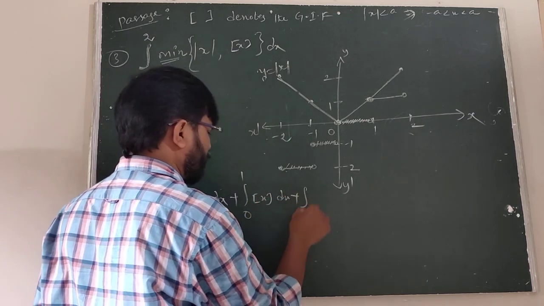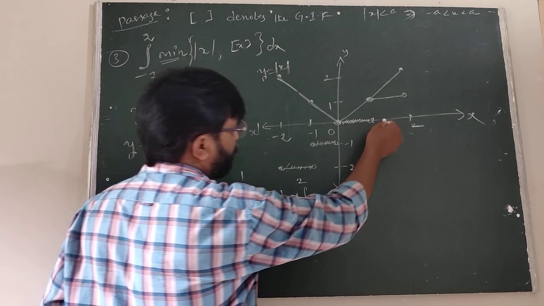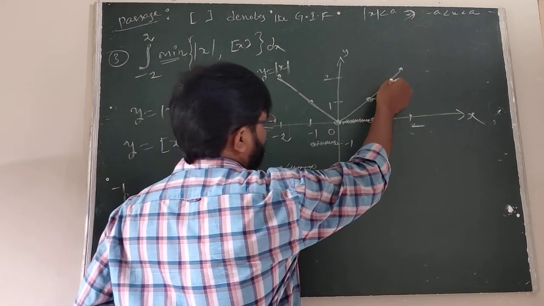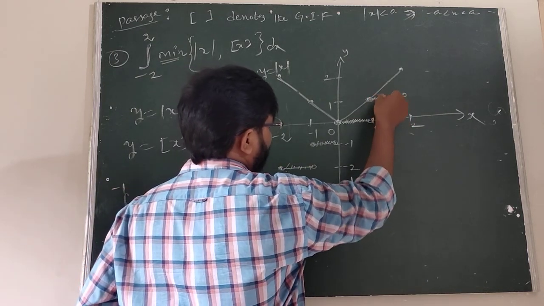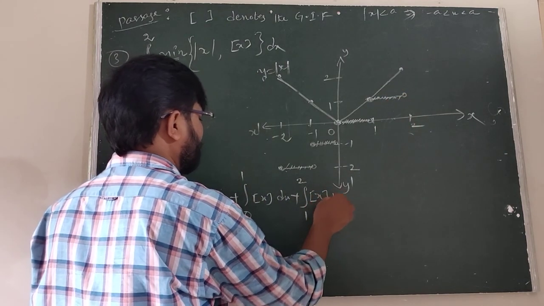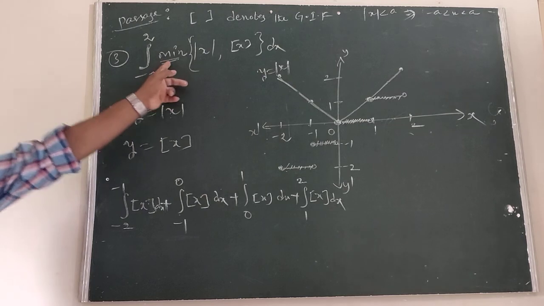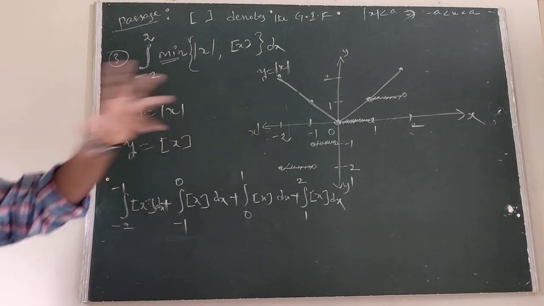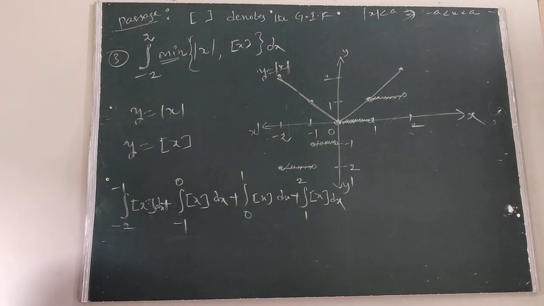Finally, we can take 1 to 2. 1 to 2 is also 1. Suppose 2.5, this is above, this is here. This is the minimum. Therefore, this is step x dx. Is it clear or not? The minimum is given that. So we have to take the minimum as that one. All of you listen here.